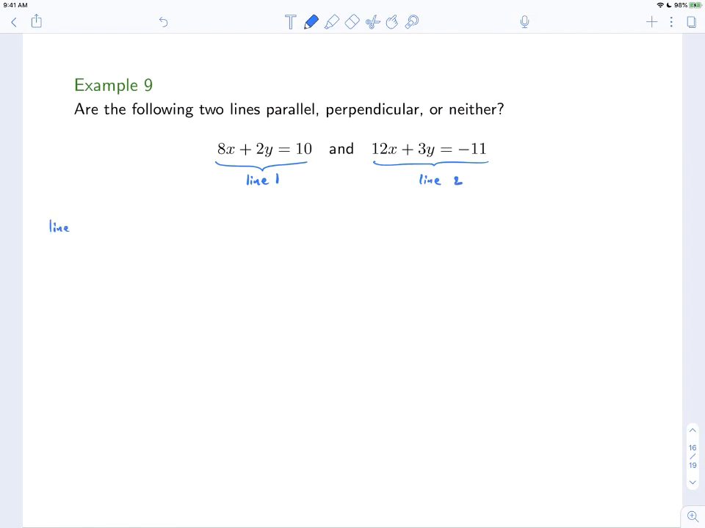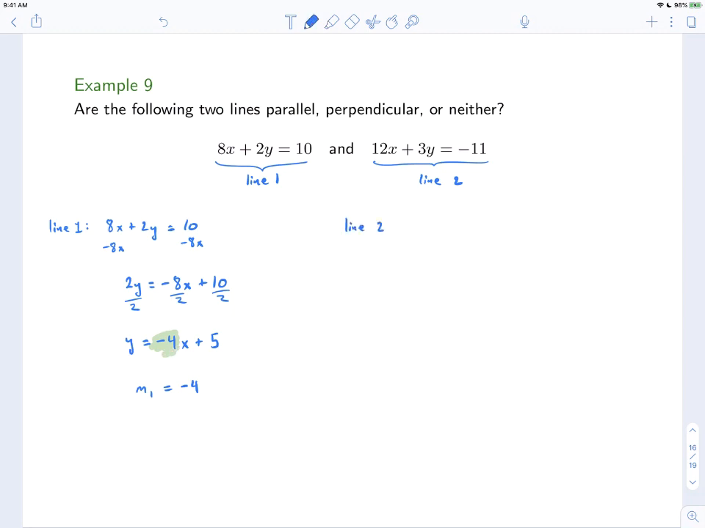So for line 1, 8x plus 2y equals 10. So we start by subtracting 8x from both sides. So we'll have 2y equals minus 8x plus 10. And now we divide everything by 2. So divide that by 2, divide that by 2, divide that by 2. So we'll have y is equal to -8 over 2 is -4x plus 5. So the slope of this line is -4. Again, it's just the coefficient of the x term.